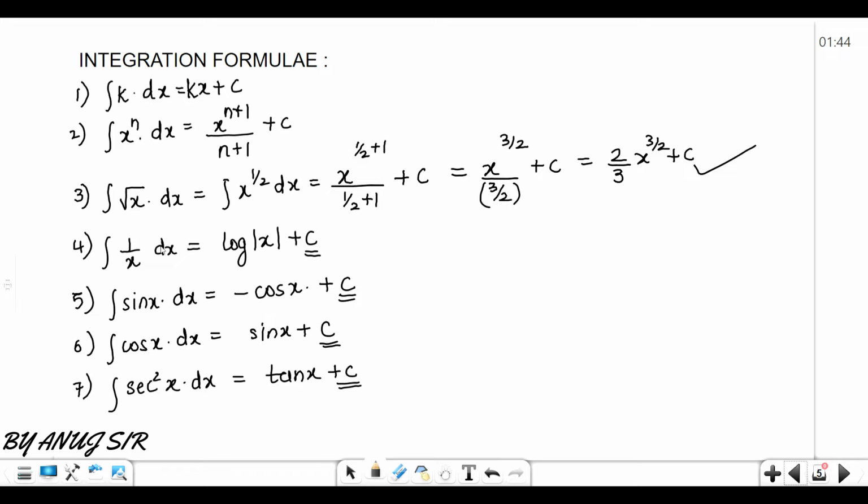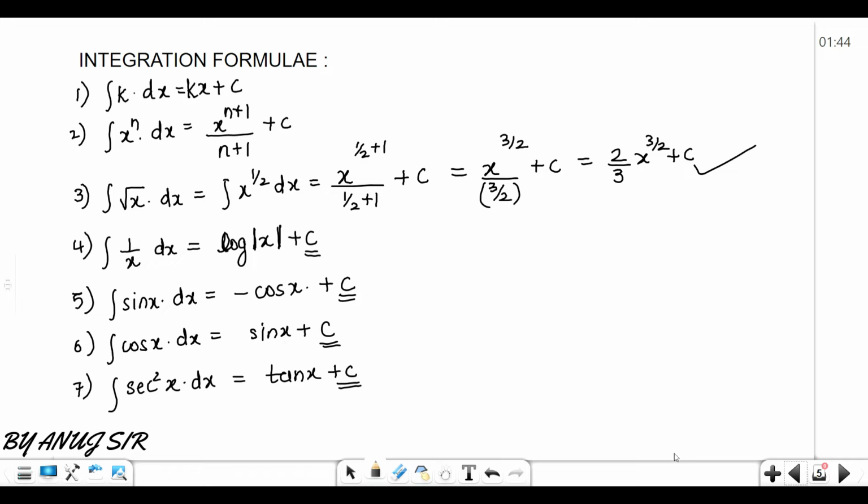Next, the integration of 1 upon x is log of mod x. Just remember this is a small l, small log of mod x. You have to write it in terms of mod, since log does not accept negative values. Next is the integration of sin x, that we got as minus cos x plus c. Integration of cos x you get as sin x, integration of sec square x you get as tan x.